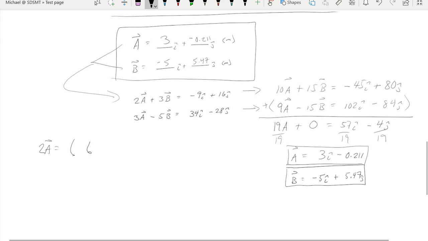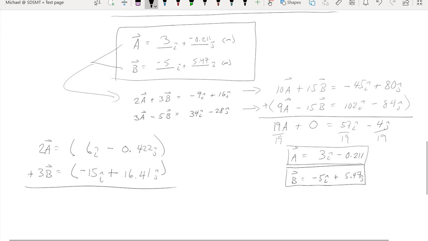So 2 times the value of vector A would be 6 i hat minus 0.422 j hat. And then we have to add to that 3 times the value of vector B. So 3 times the value of vector B is negative 15 i hat plus 3 times 5.47, which is 16.41.